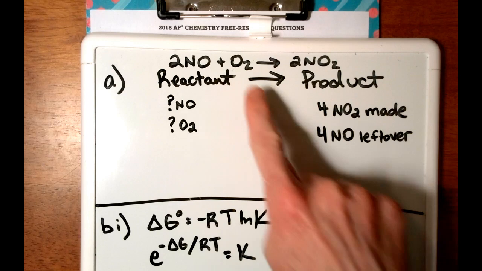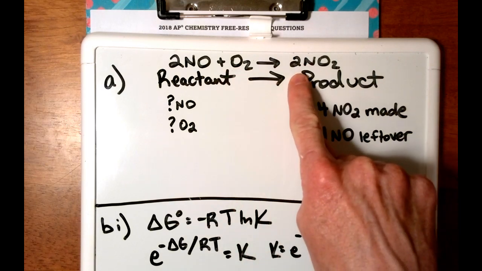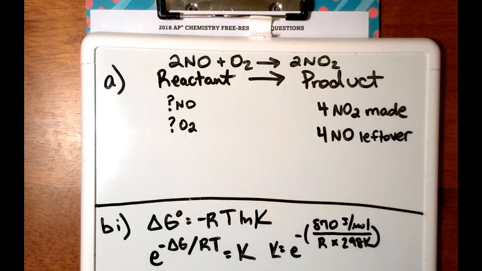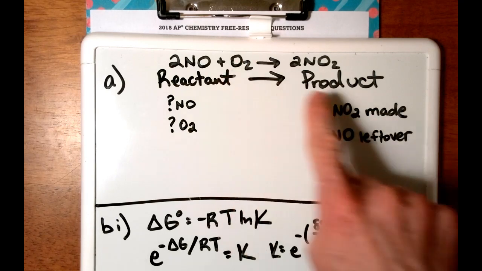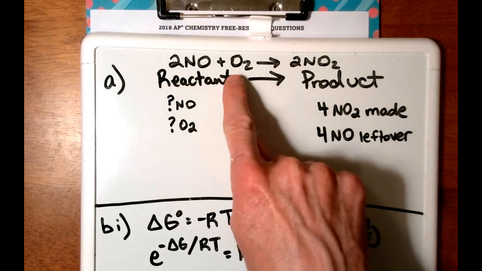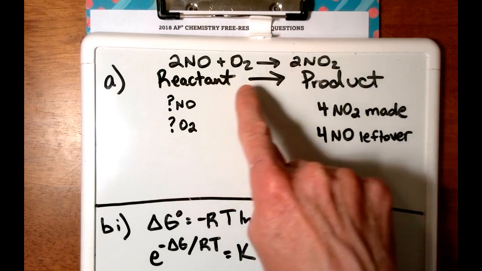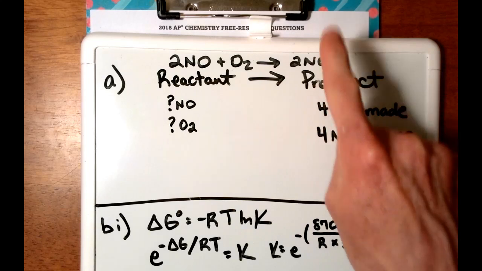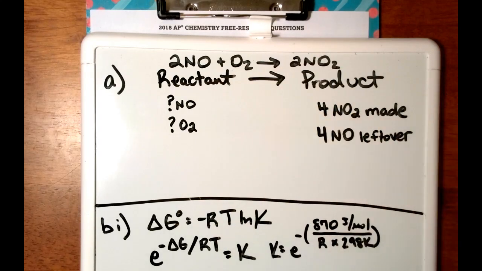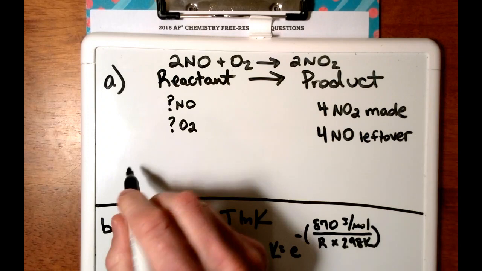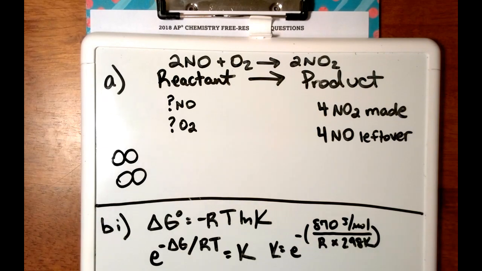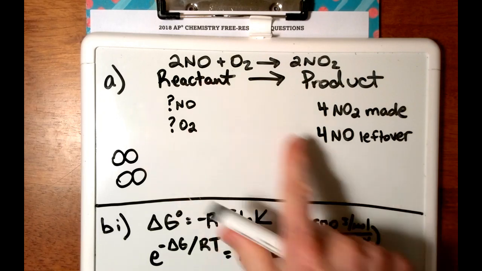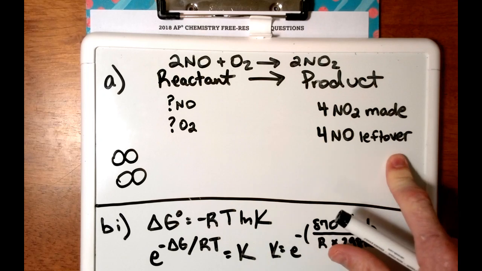So oxygen has a 1:2 ratio with nitrogen dioxide. If 4 of these are made, we need to figure out how many oxygens reacted for that to happen. So 1 oxygen would make 2. Another oxygen would make 2 more. Due to the ratio and the fact that 4 NO2s are made, that means we would just have 2 oxygens on our reactant side. And now for NO, well, we know we have 4 left over.